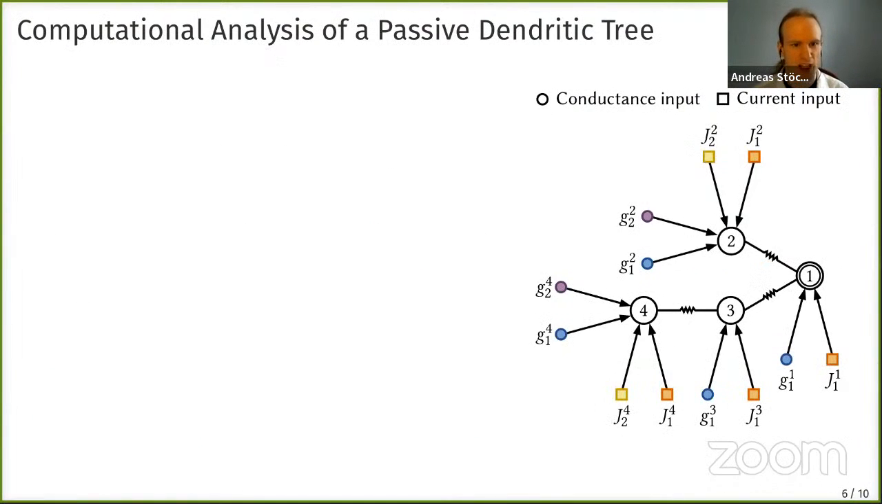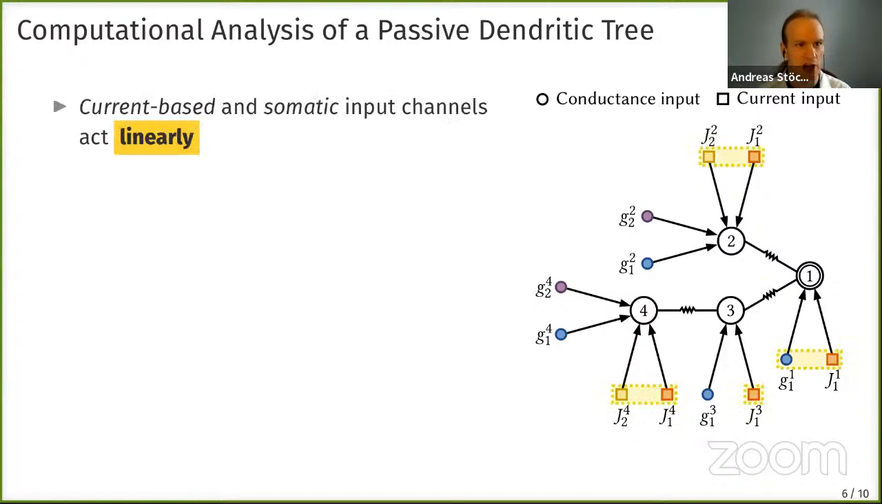So now that we've solved for h, what on a theoretical level can we expect to compute within neurons of this form? So the first observation is that current-based and somatic input channels act linearly. So if we feed input into these channels, then the current that's flowing into the soma is essentially just a scaled sum of those input channels, depending on the synaptic weights.